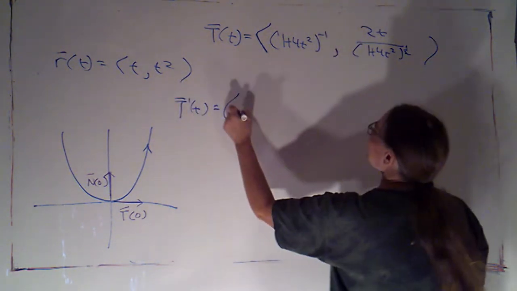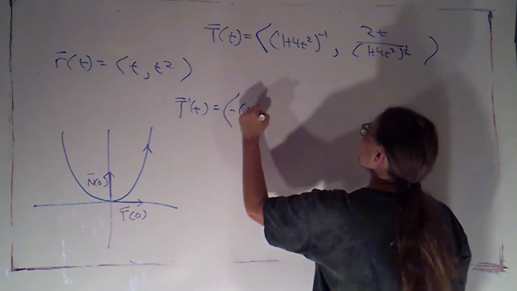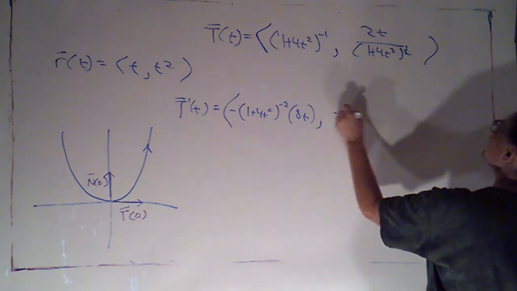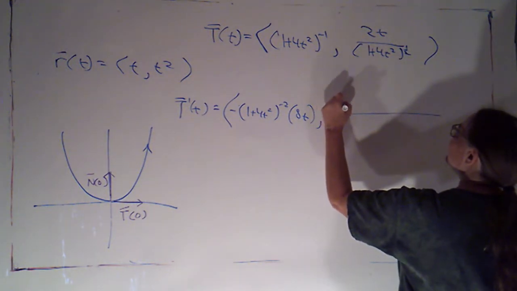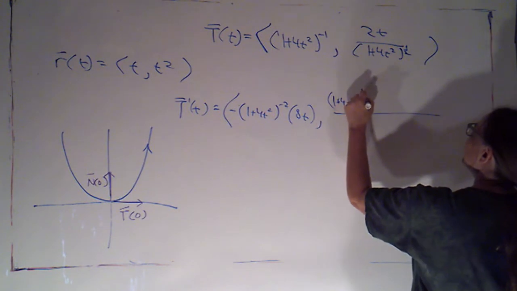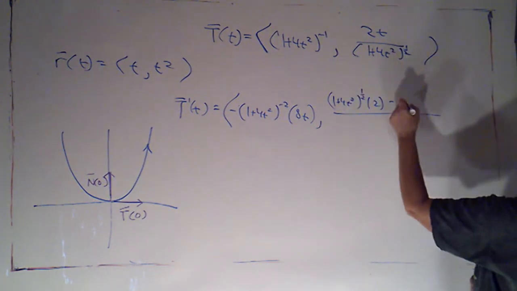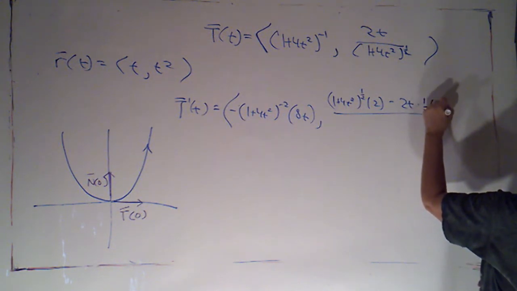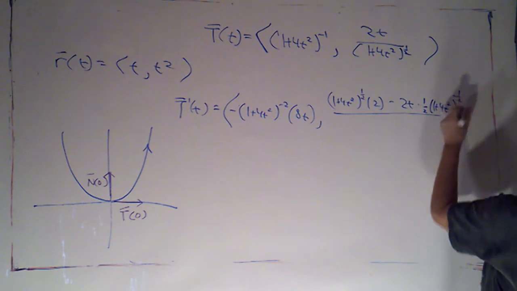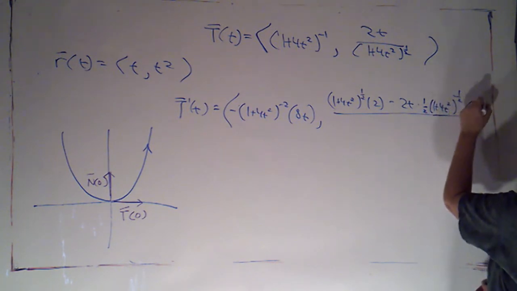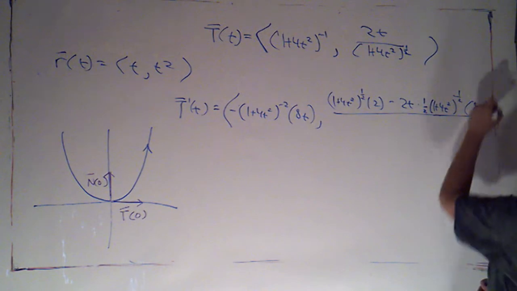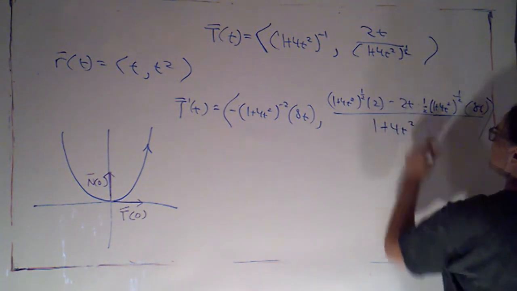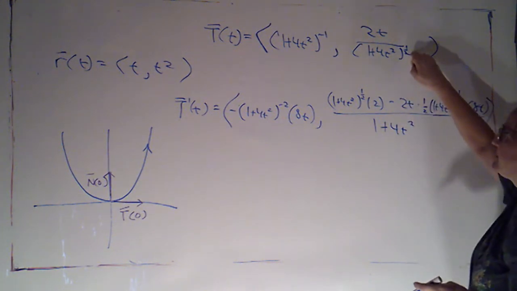Okay, T prime of t. We said here we had negative 1 plus 4t squared to the negative 2 times 8t. All right, so here we're using quotient rule. So 1 plus 4t squared to the 1/2 times 2 minus high is 2t, D low, we're going to get 1/2, 1 plus 4t squared to the negative 1/2, chain rule times an 8t. And then all over the denominator squared is just 1 plus 4t squared, because the denominator was a square root.